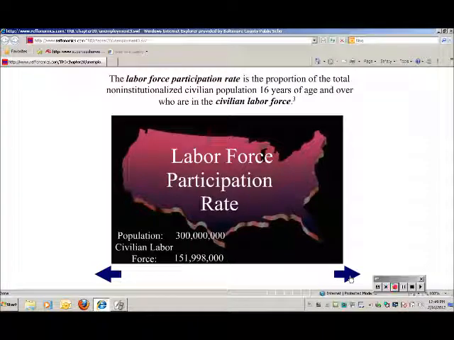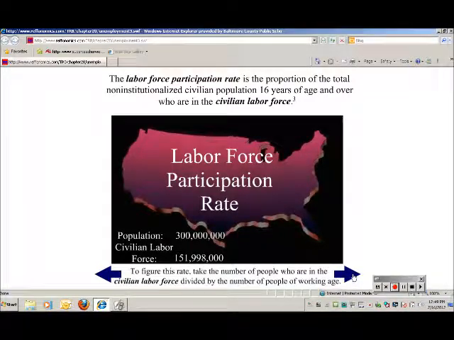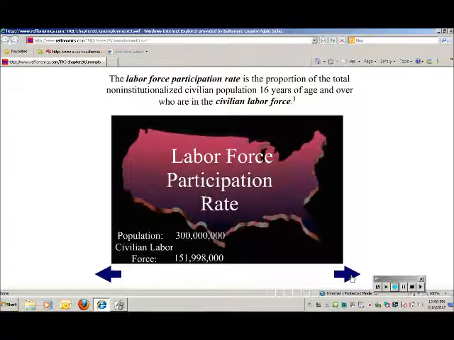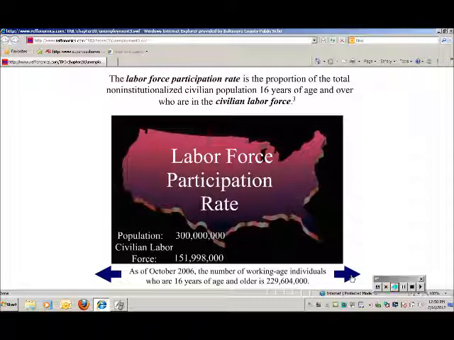So if you're working right now and you happen not to be 16 years old, you're not counted in the civilian labor force. We take a look at this rate. We take the number of people who are in the civilian labor force, divided by the number of people of working age. So to be clear, it is not everyone. When we talk about what a labor force is, and when we talk about employment and unemployment, we've got to be really specific as to what we're dealing with, because not every person in the United States is counted in these calculations.